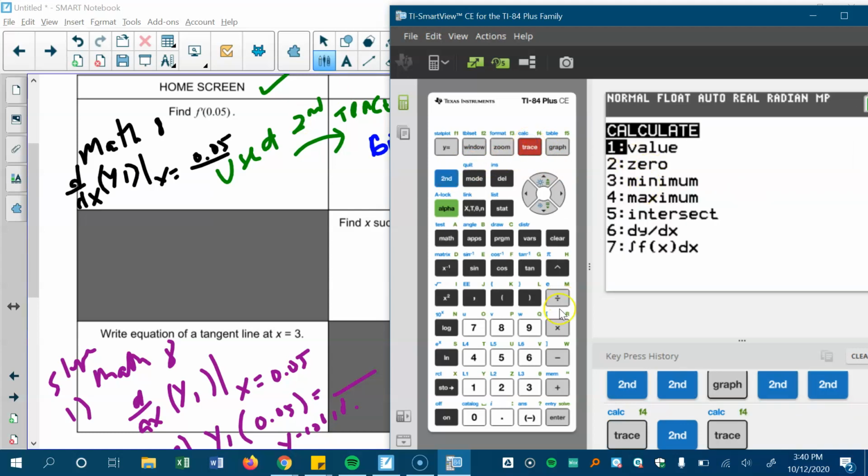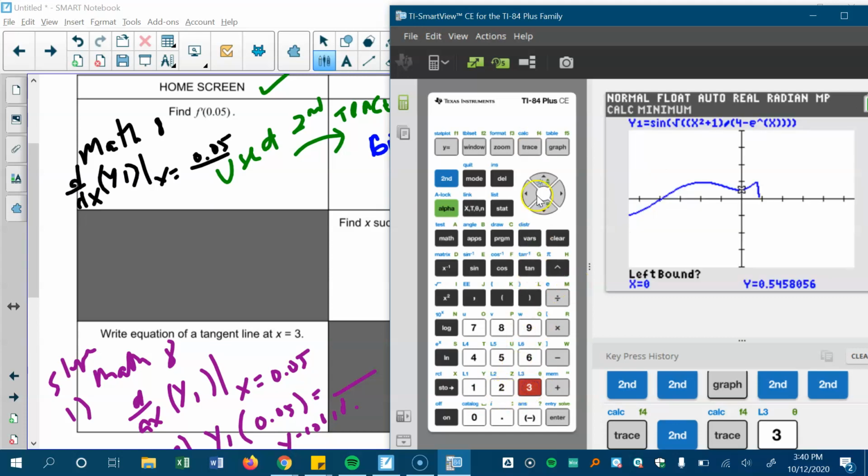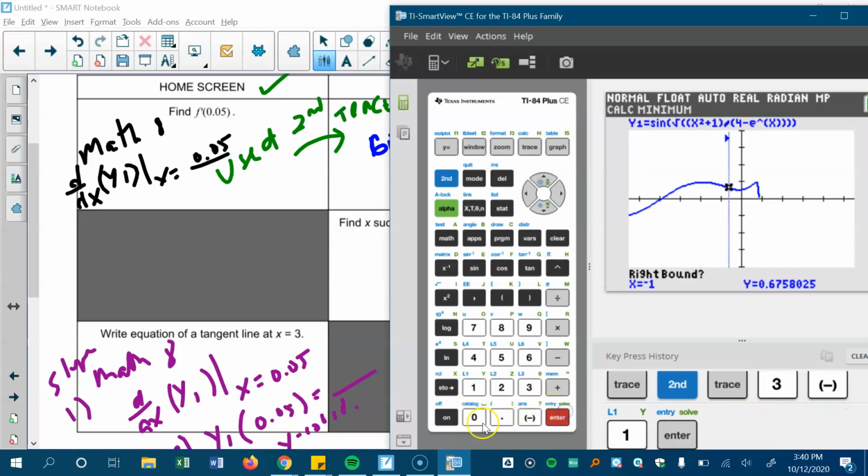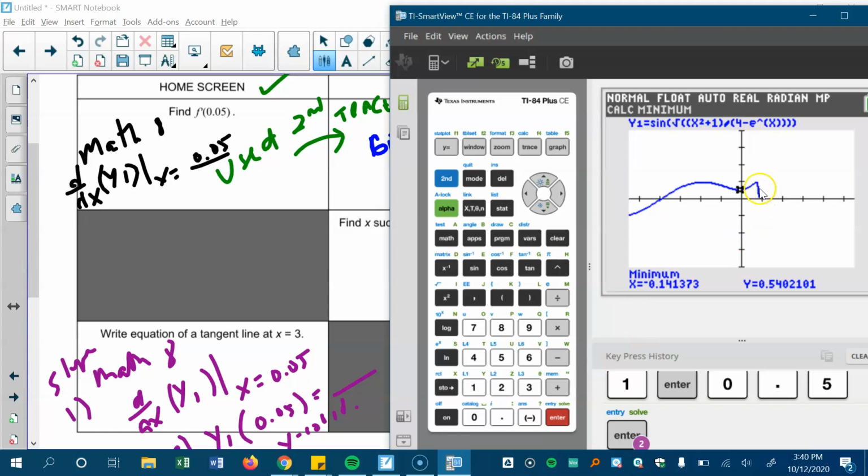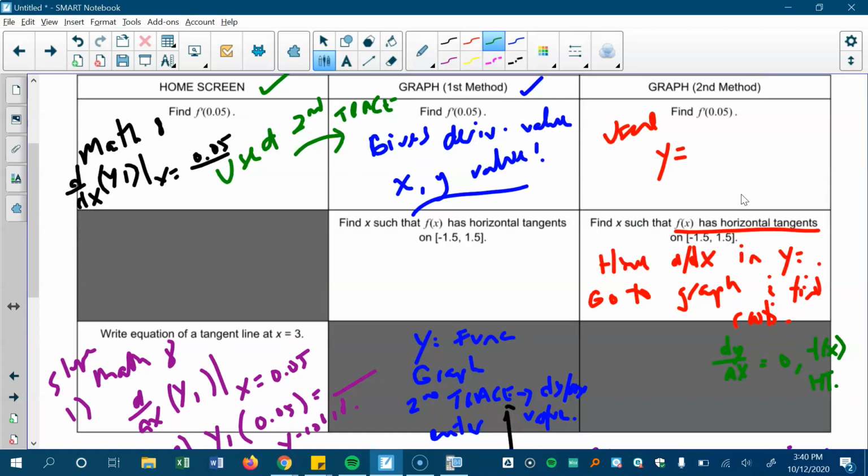So I see a min in between -1 and 0.5, so I'm going to select minimum, number 3. And I'm going to type in -1 for the left bound, and 0.5 for the right bound. Yep, I want my min in between there and there. My minimum was at -0.141. So your other way to do this is to look for maxes and mins.